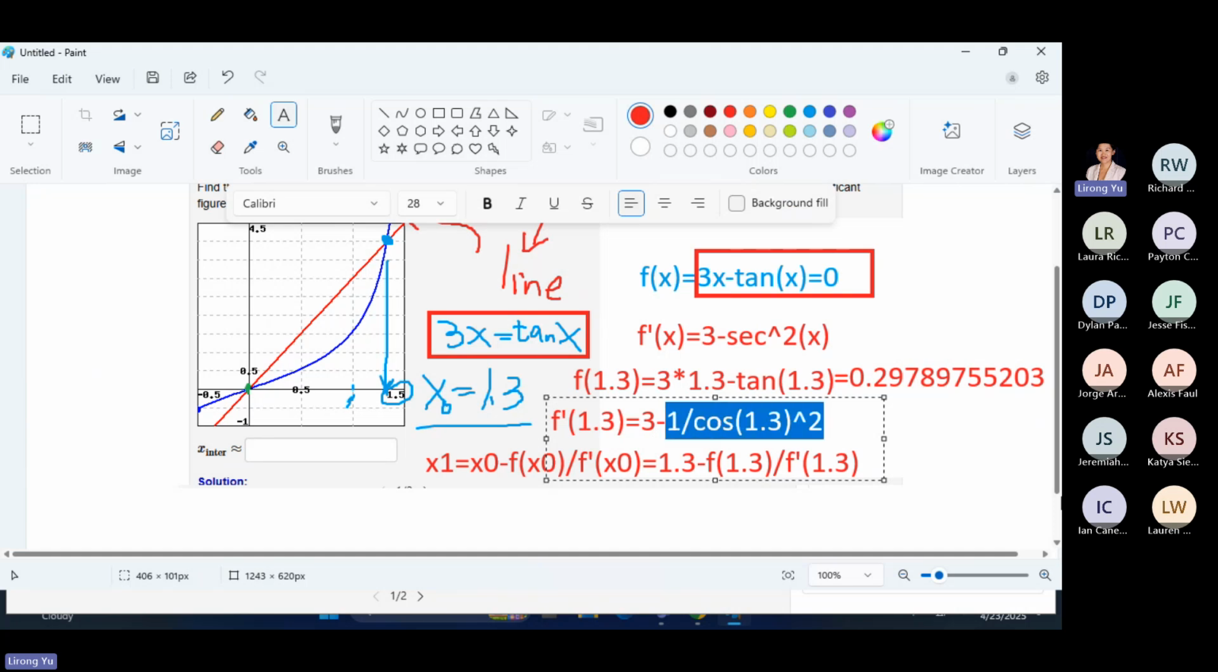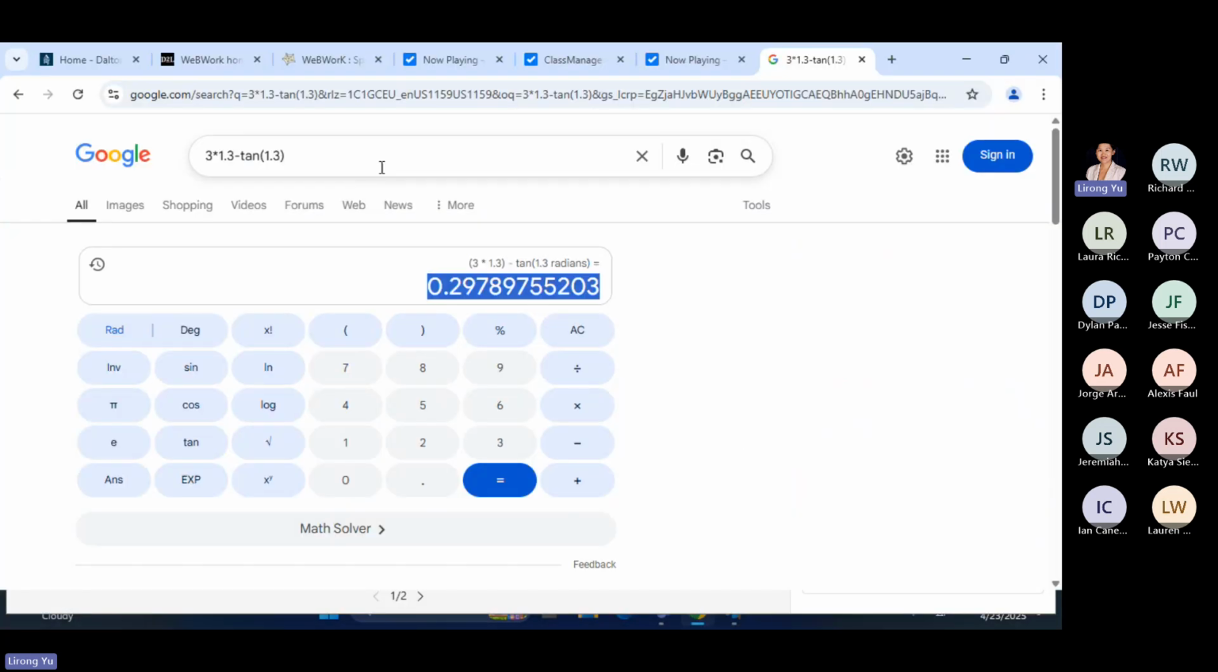So I'm gonna do 3 minus secant square of 1.3. I'm gonna use a calculator. You should pull out your calculator and see if you can follow me and get the same answer. So that's the 3 minus secant square of 1.3. And I copy that over.